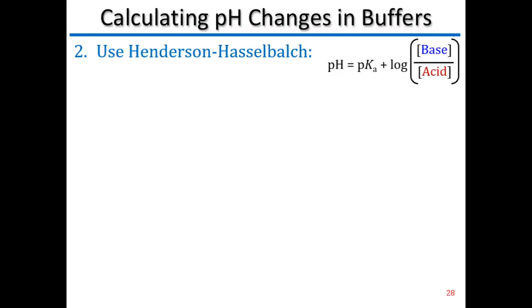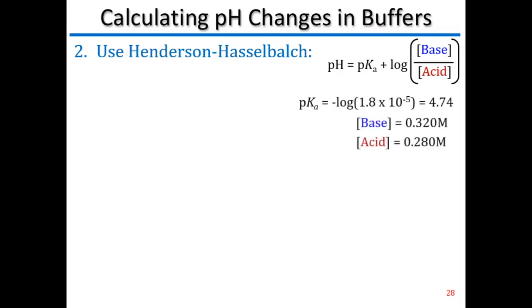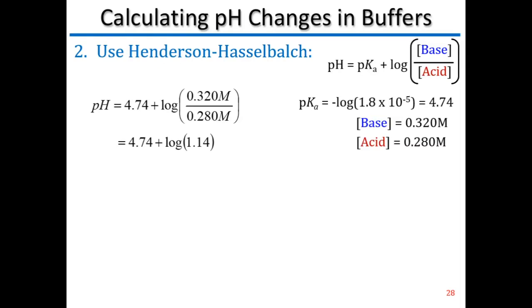Now the second part, we're going to use our Henderson-Hasselbalch. Remember, Henderson-Hasselbalch is the pH equals the pKa plus the log of the ratio between the base and the acid, which is what we just found in the last slide. Remember, the pKa for acetic acid is 4.74, which is just minus the log of the Ka. So we can say pH is equal to 4.74, the pKa of acetic acid, plus the log of my base concentration over my acid concentration.